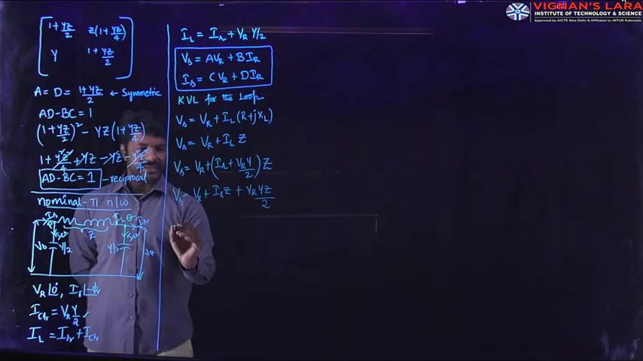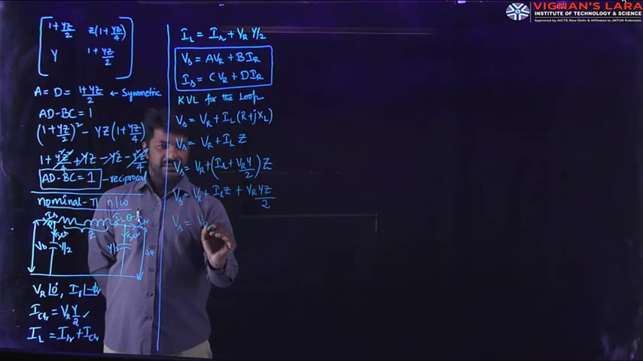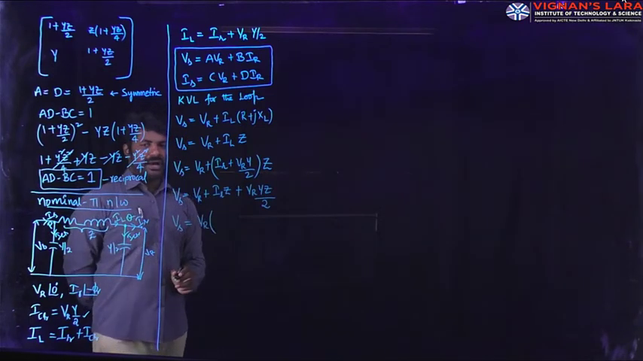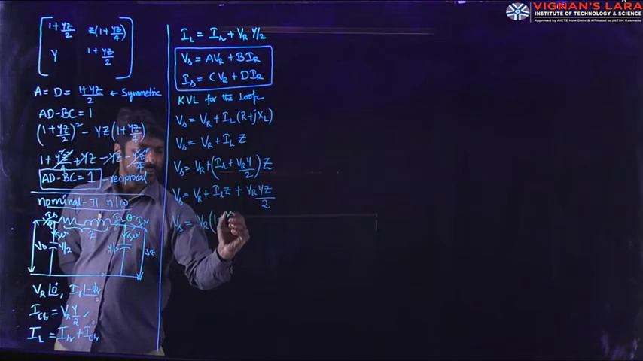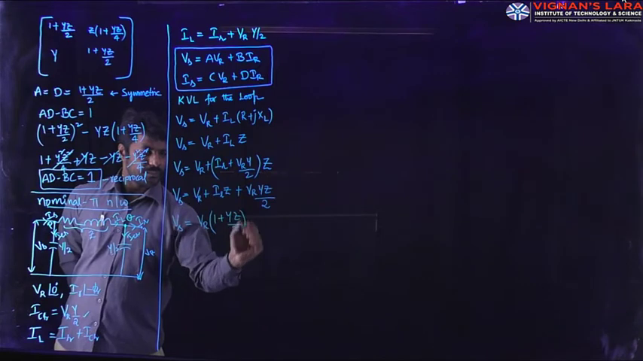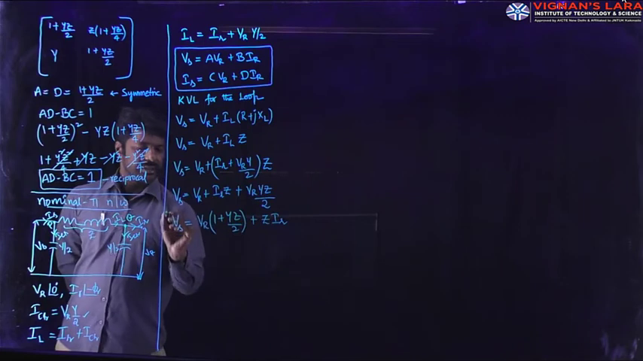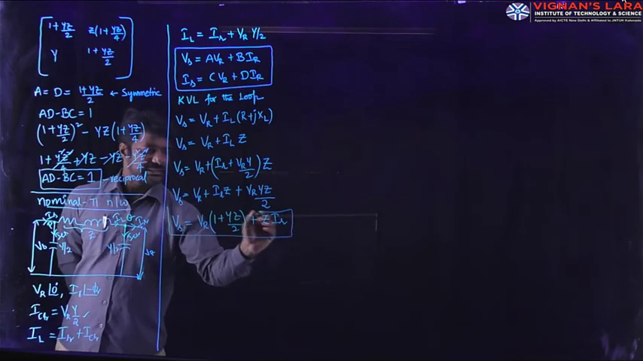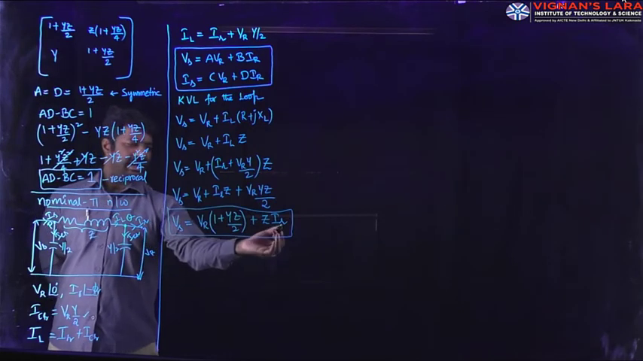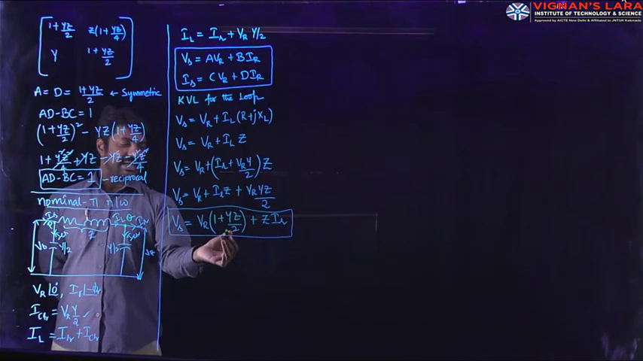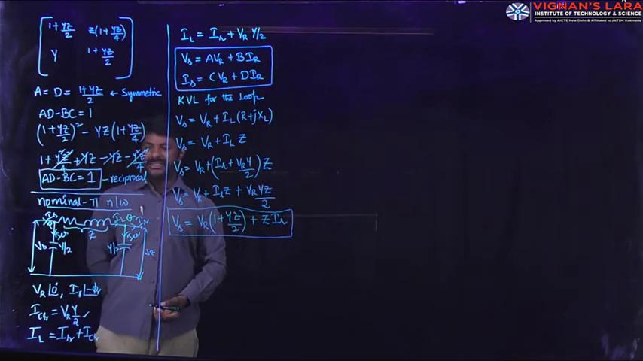So you can write Vs as Vr of 1 plus YZ by 2 plus Z into IR. Yes, we got it in our required format. What is our required format? Vs should be written in terms of Vr and IR with its coefficients as A and B. Okay. And let me go for the Is calculation.